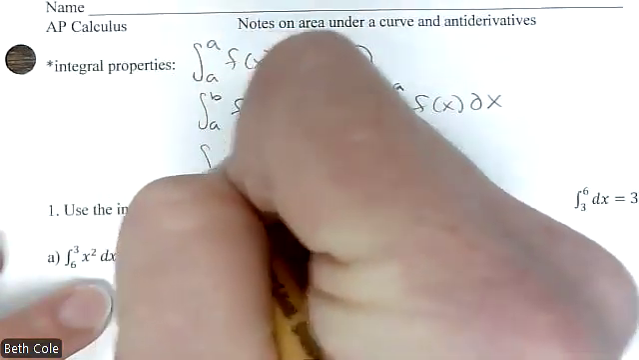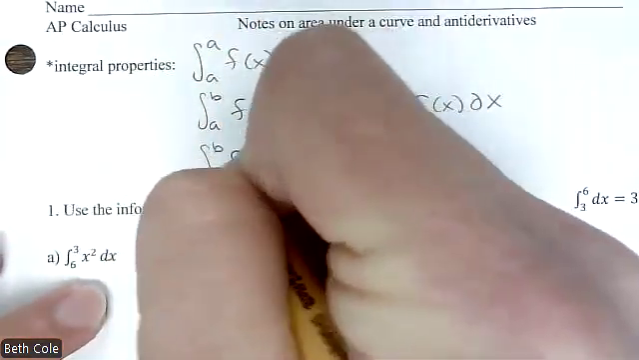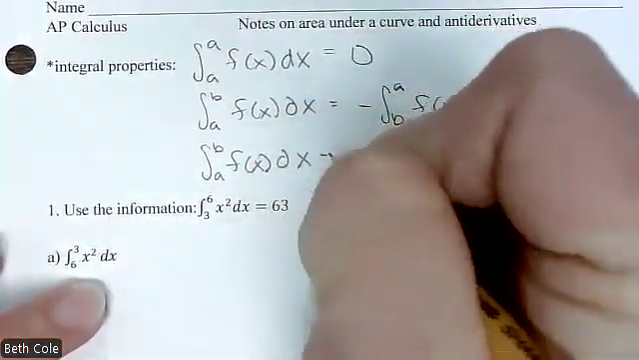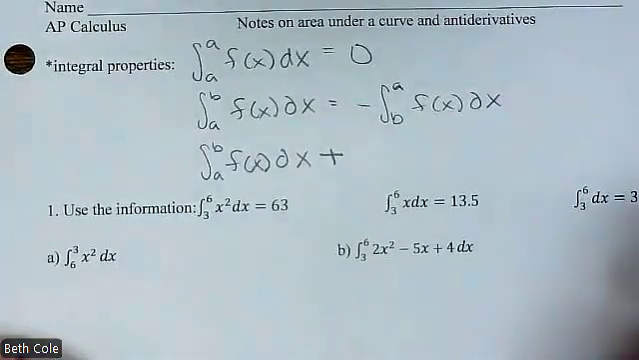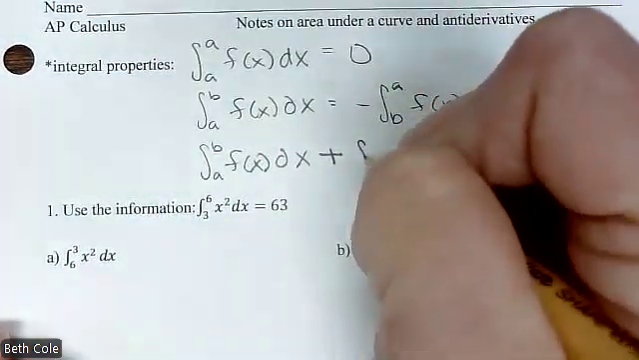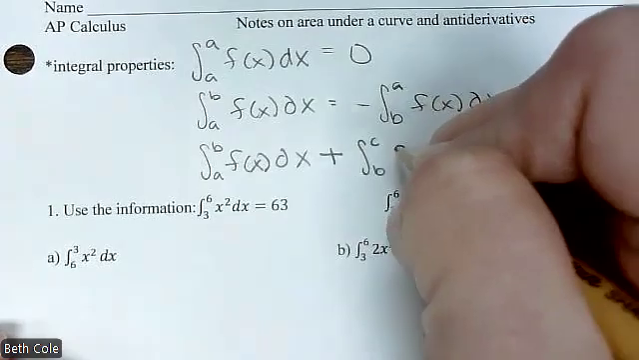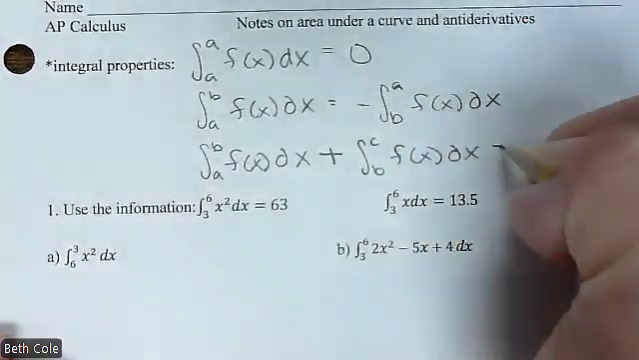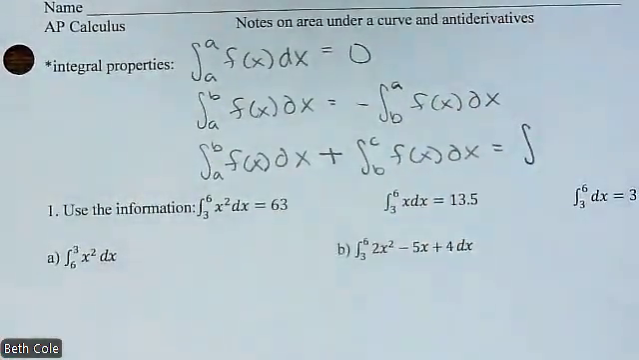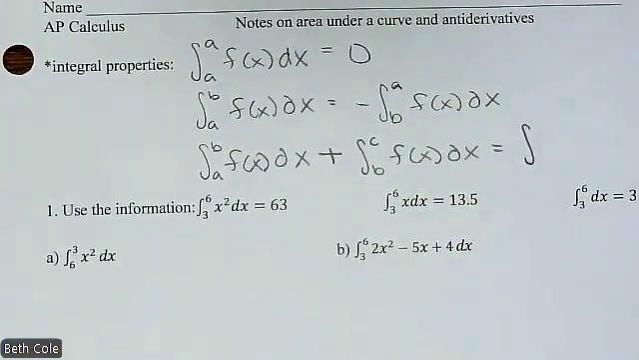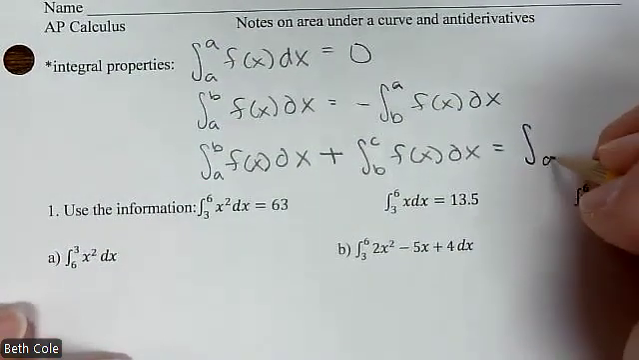And then the third one, integral from A to B, again, f of x dx, plus integral from B to C, f of x dx, equals, what do you think? You go from A to B, and then you go from B to C, from A to C. I think of it like a road trip.